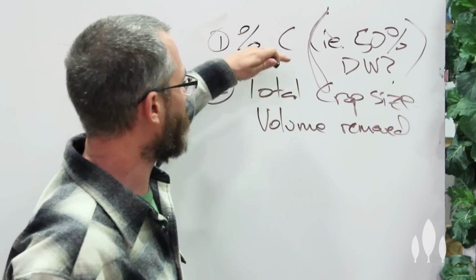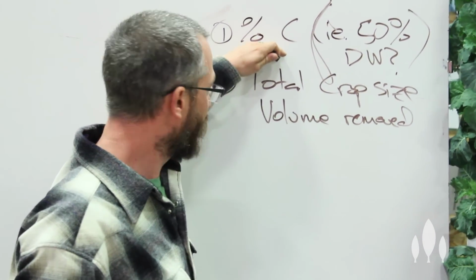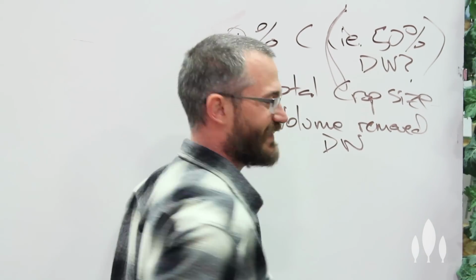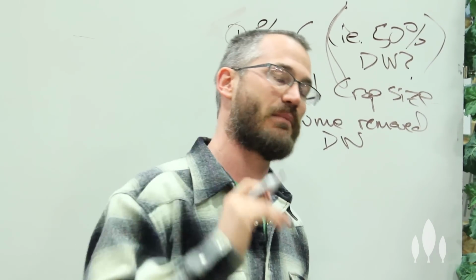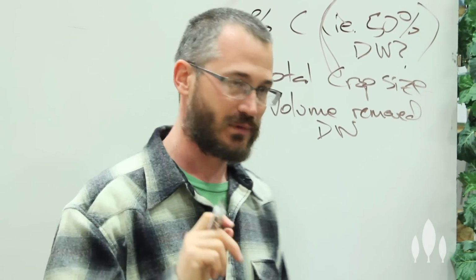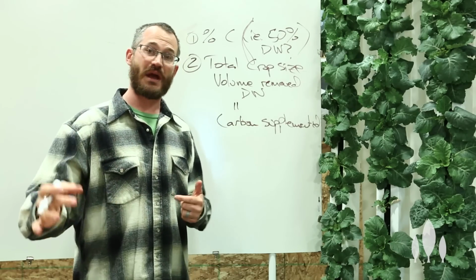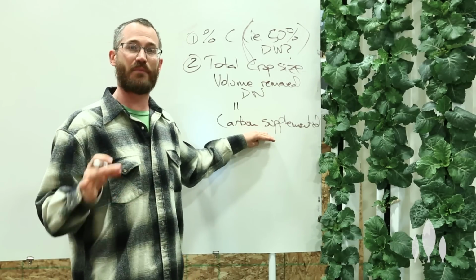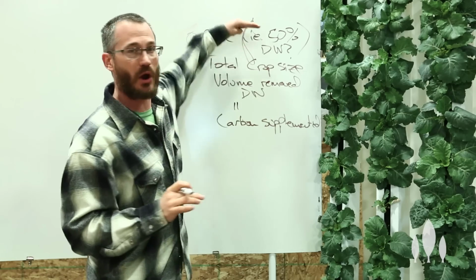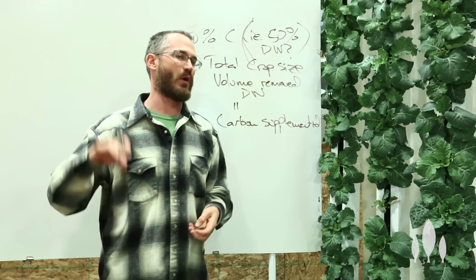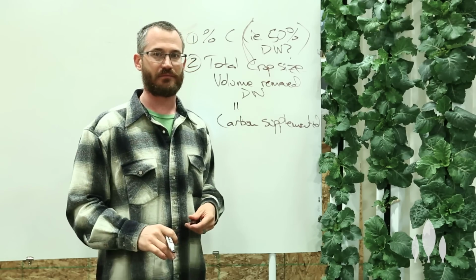And once we know what the percent carbon is of the crop, we know what the total crop size or the volume removed is on a dry weight basis. That tells us how much carbon we need to supplement, right? What we're left with is a number that tells us you need to supplement this much carbon. So this is basically the baseline number for the amount of carbon that we need to supplement to get this amount of produce out of our growing environment, right? There are a few other factors that influence it, but we're gonna get to those here in a second.